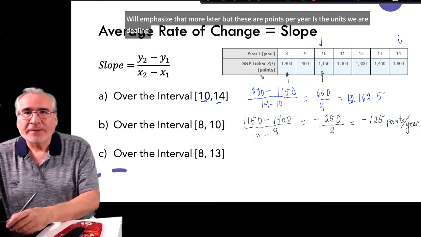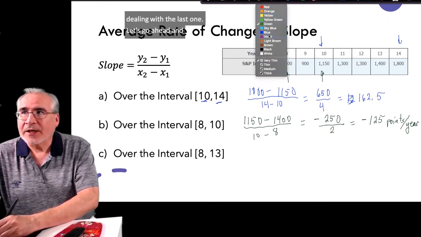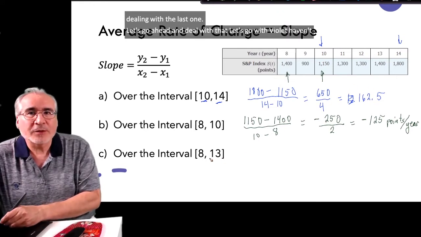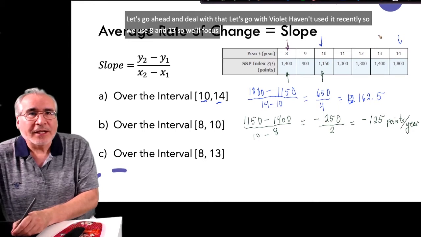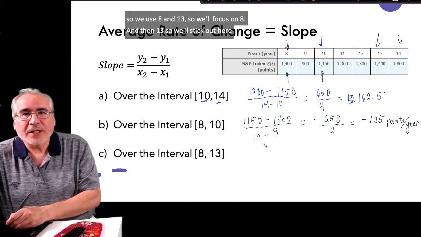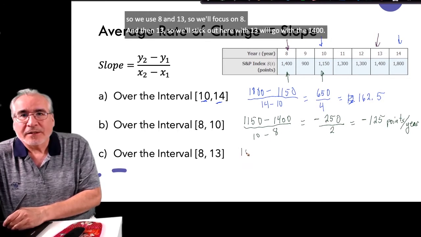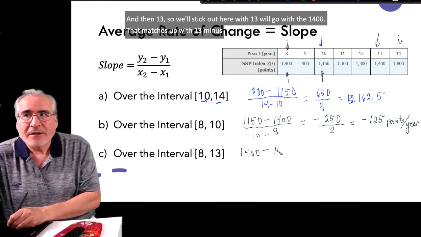The last one, let's go with violet. Haven't used that recently. So we're going to use 8 and 13. So we'll focus on 8 and then 13. So we'll stick out here with 13. We'll go with the 1400. That matches up with 13 minus 1400. That goes with the 8.